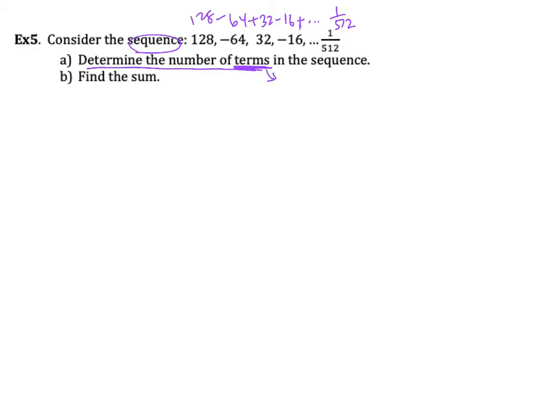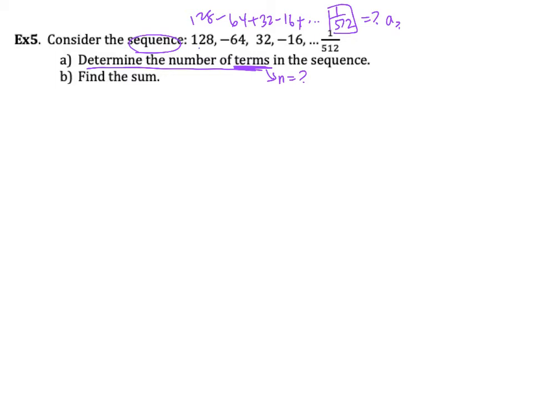So what does the number of terms mean? That means we're trying to find n. What does n represent? So 1 over 512 is a sub what, right? So what is n? So first we need to figure out, is this series or sequence arithmetic or geometric?